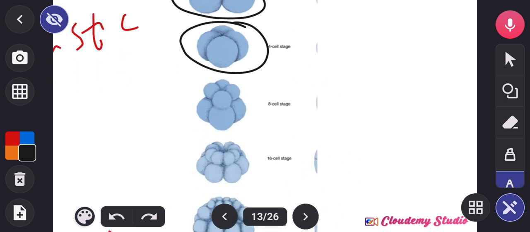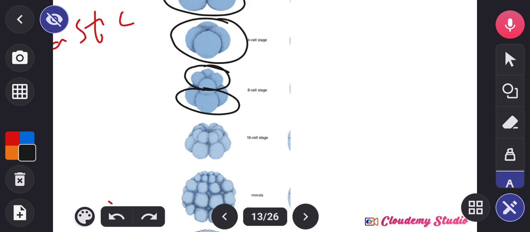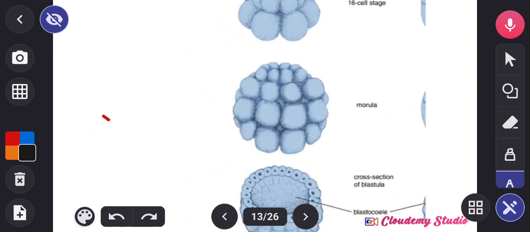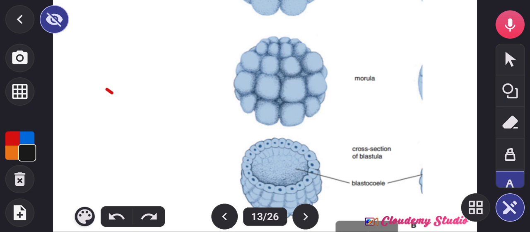Now, when we reach the 8 cell stage, what we notice is that the cells at the upper surface are becoming smaller, while the cells at the lower surface are becoming bigger. You understand? Like the size of the cells, not the size of the zygote or the embryo itself, just the size of the individual cells. And at the end of the cleavage, there is a formation of a cavity, and this cavity is what we refer to as the blastocoel. You understand? We refer to this cavity as the blastocoel.